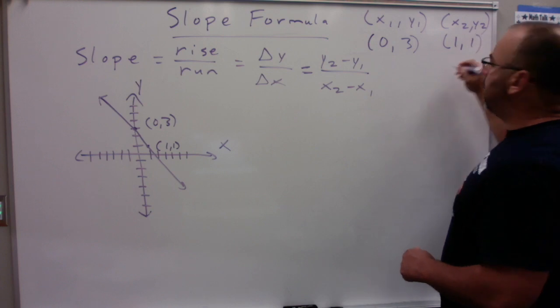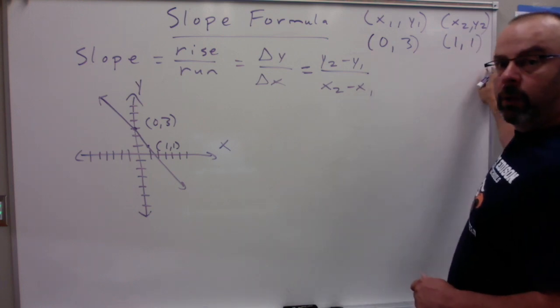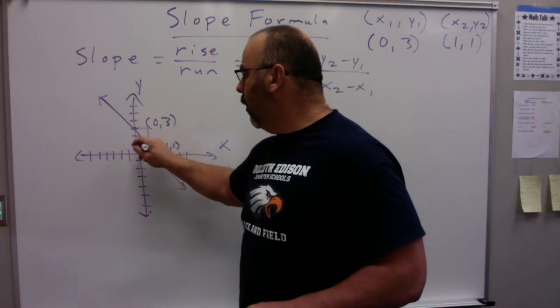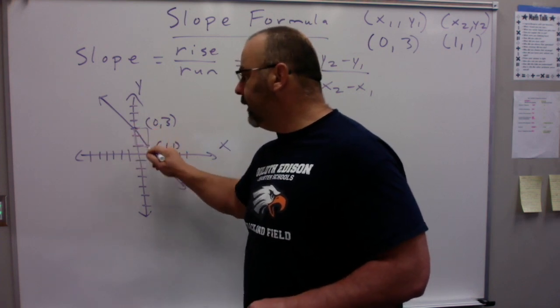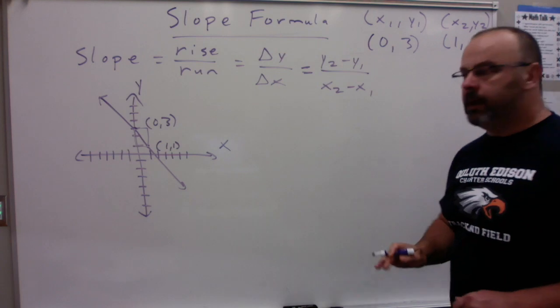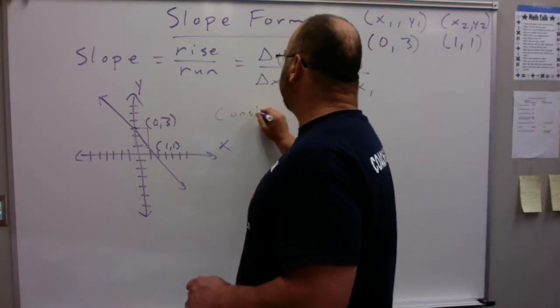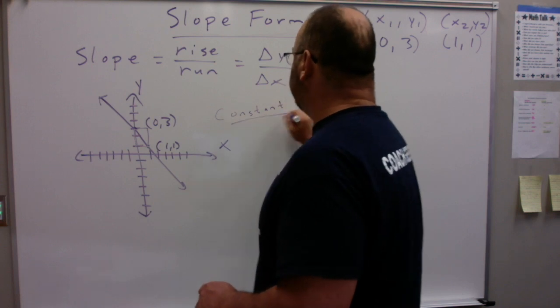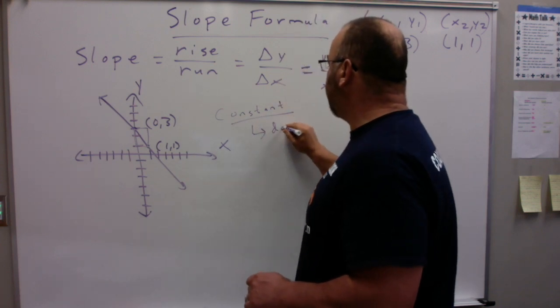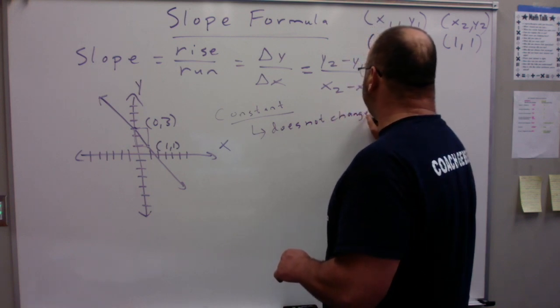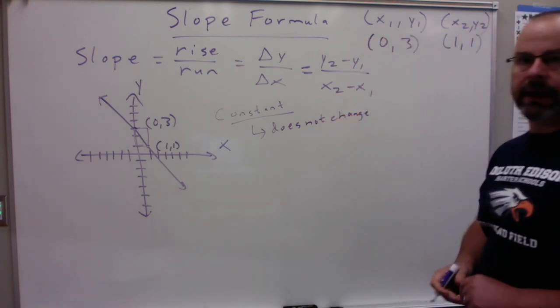Now, does it matter which one is which? No. I could do the slope going from here to here, or I could go from here to here. The slope is going to be the same. Remember, the slope is always constant. And the term constant means it does not change. So make a note of that. It does not change.